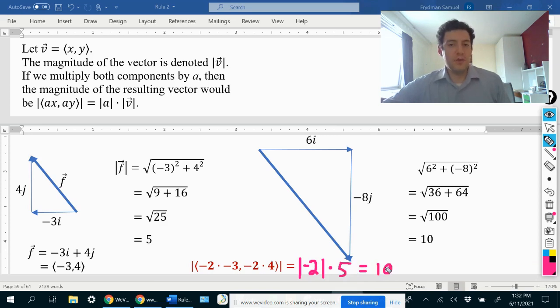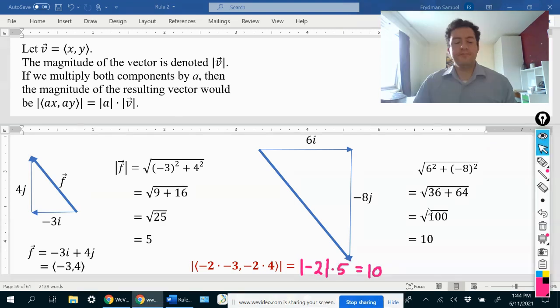Okay, and we know that that is correct because we did the math over here and we found that the magnitude of the vector that has these components is in fact equal to 10. So this rule seems to work. Okay, it worked in this example, and it would work in any example.